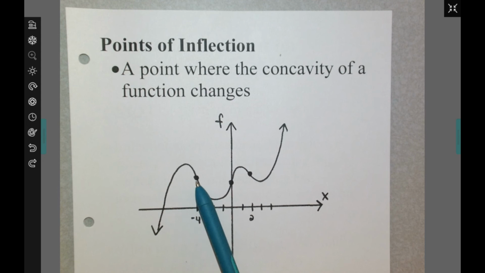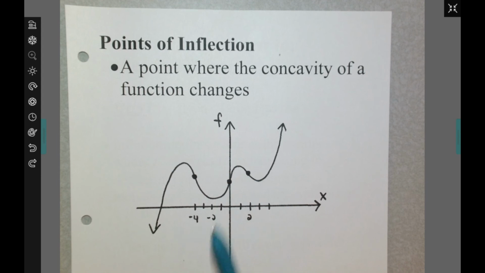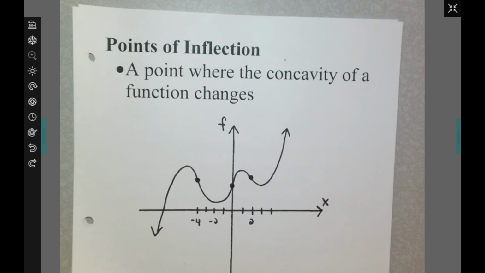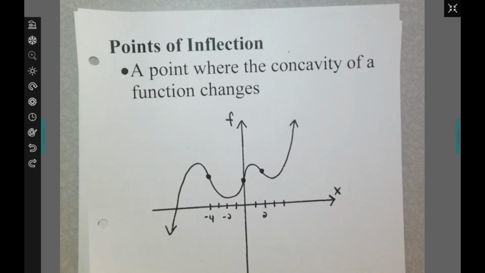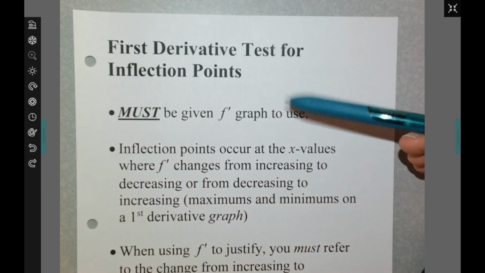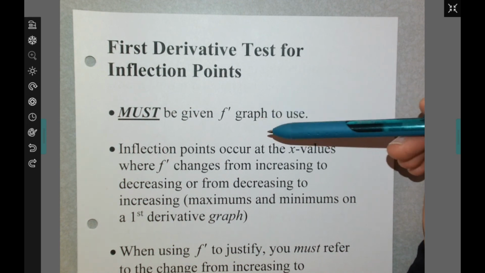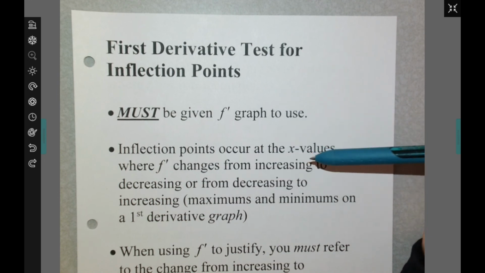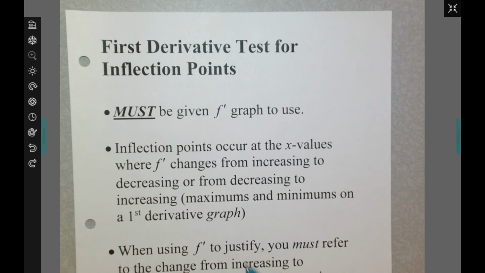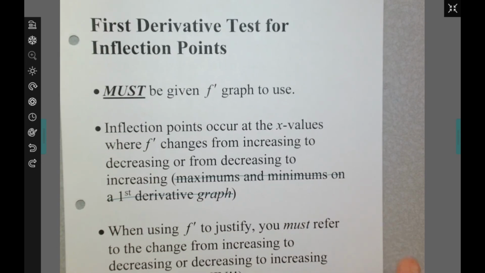Looking at this one, you can tell that it's very difficult to see where the function changes from concave up to concave down. In fact, you really can't tell from the graph. So this is where we're going to use a test to figure out where these actual points are. The test we're going to use is the first derivative test for inflection points. So you must be given the f prime graph to use. Okay, so we need that. Inflection points occur at the x values where the derivative changes from increasing to decreasing or from decreasing to increasing. There's this mention of maxes and mins. That's how you're going to think of it, but you can't justify that way.